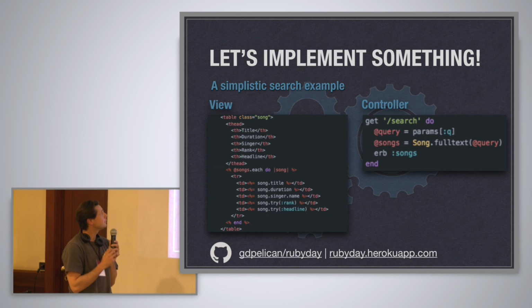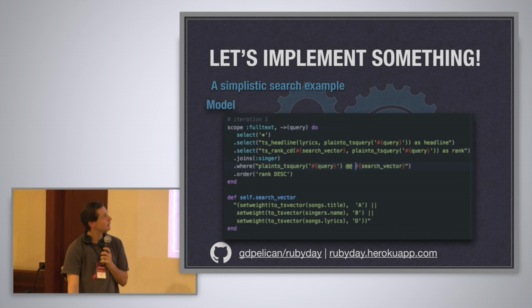And we've got a view. And the view is going to basically display a table, and it's going to show the title, the duration, the name of the song, and the rank and headline for our matches. And we've got a really simple controller where we take a query, and we take some songs, and we render out our aforementioned view. We're going to call this full text method on song as a scope. And I've written 2 iterations of this. And we'll take a look at the first iteration and see what we like or don't like about it, and then we'll go on to a second one.